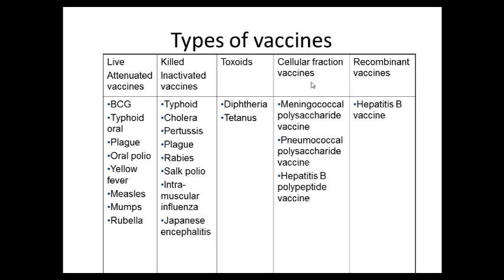The examples of cellular fraction vaccines are meningococcal polysaccharide vaccine and pneumococcal polysaccharide vaccines. So we have vaccines against meningococcal disease and pneumococcus, the organism, which are cellular fraction vaccines made from the cell wall and the capsules of the organism. Another example of cellular fraction is hepatitis B polypeptide vaccine. So for immunization against hepatitis B, we have the polypeptide variety of the vaccine. The last type of vaccine which we have looked at today is the recombinant vaccine, and the best example of which is hepatitis B vaccine. So the surface antigen of hepatitis B, the gene of which is cloned in the yeast cells, is then ready for administration in humans.